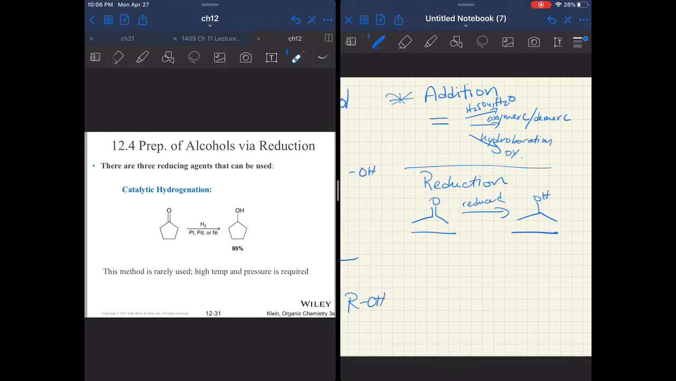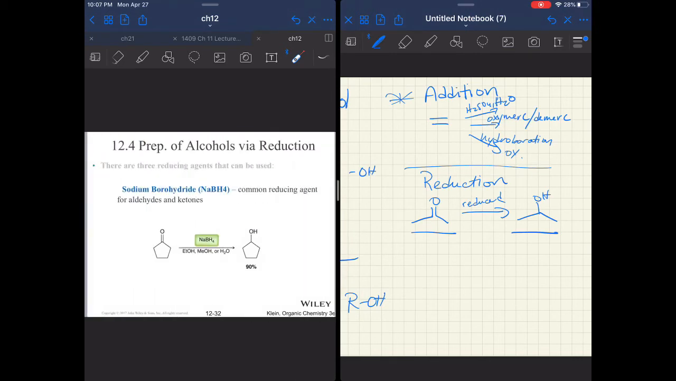Catalytic hydrogenation is possible, but it is rarely used. High temperature and pressure required. So in essence, this isn't really a useful reaction. But luckily, we have some useful reactions. We have 2, to be specific.